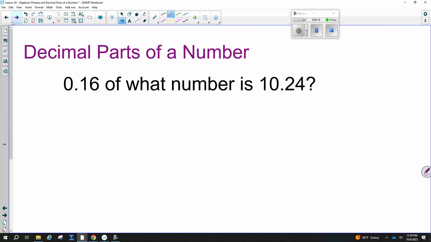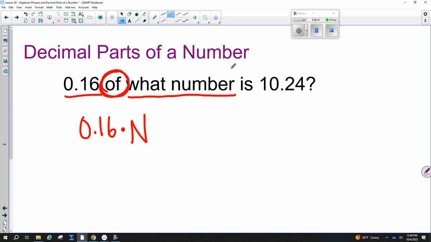Okay, decimal parts of a number. 0.16 of what number is 10.24? So this is like what we were doing the other day. It's exactly in order of the English, okay? So we're gonna rewrite 0.16. And then everybody, what does of mean? Good, times. And then everyone, what do we put for what number? N. And everyone, what do we put for is? Equals. And then we get 10.24. And then we divide, yes.